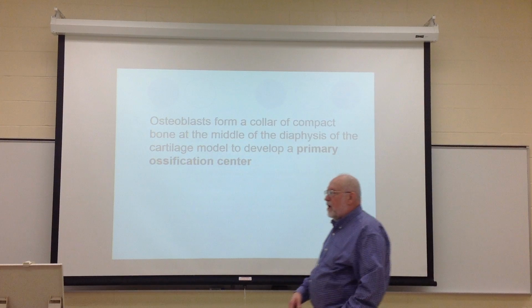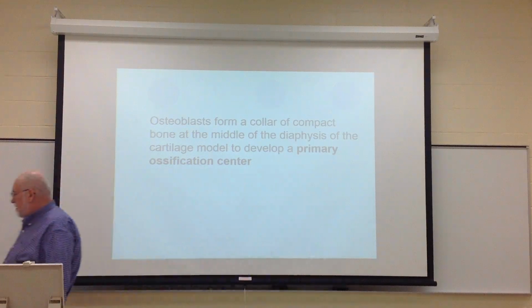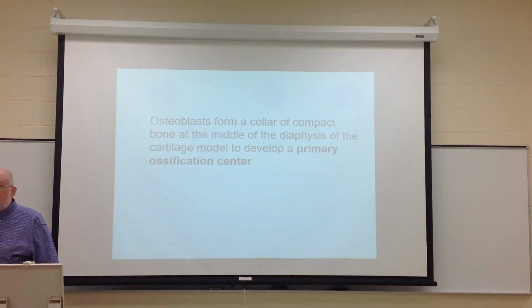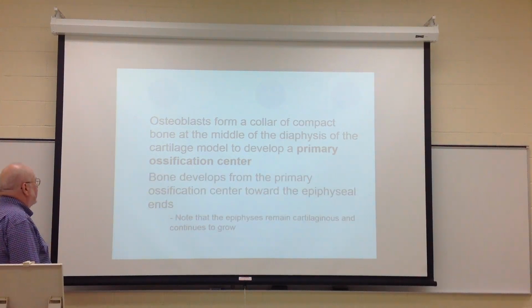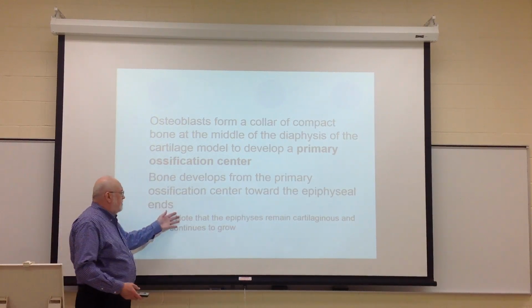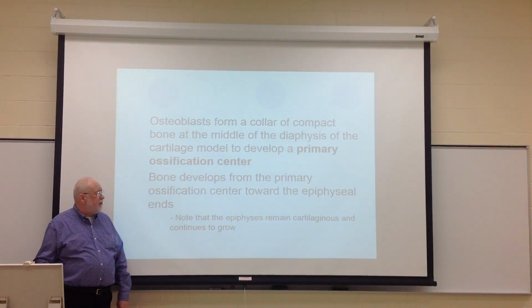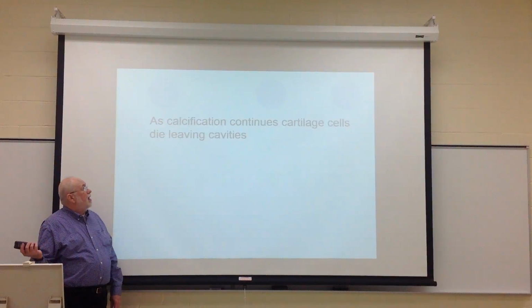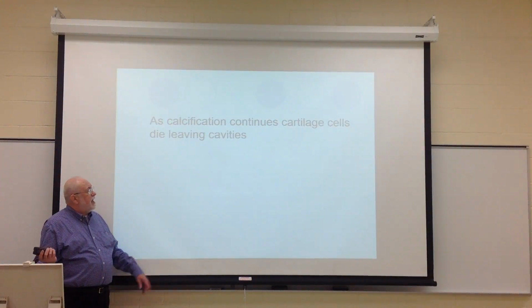Where was the primary ossification center? Kind of in the center of the diaphysis, right? And then it'll spread out from there. And as that occurs, the epiphyseal ends remain cartilaginous, so they can continue to grow. All right, and then calcification continues.